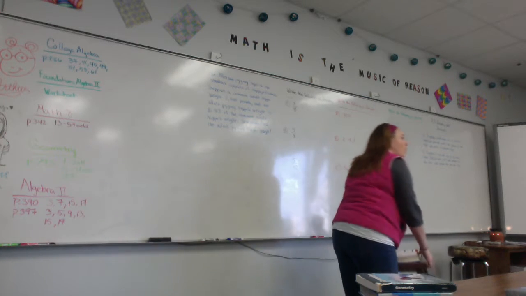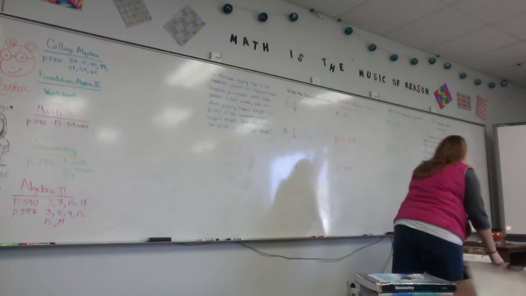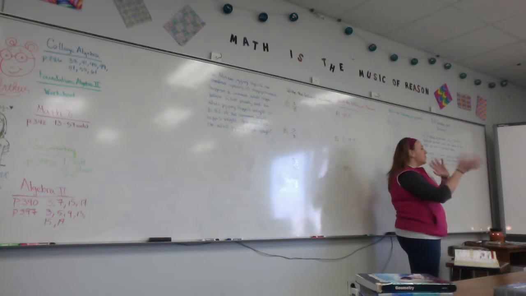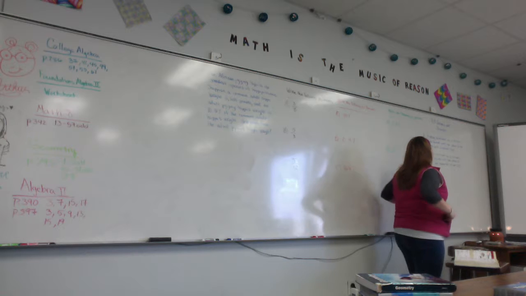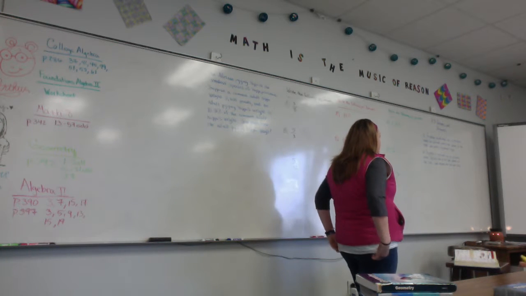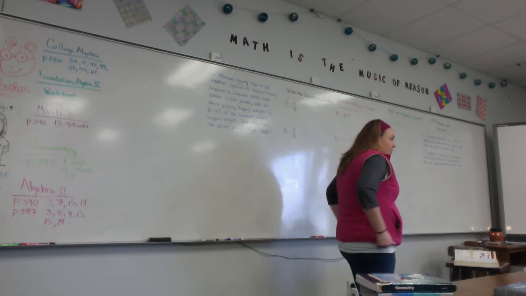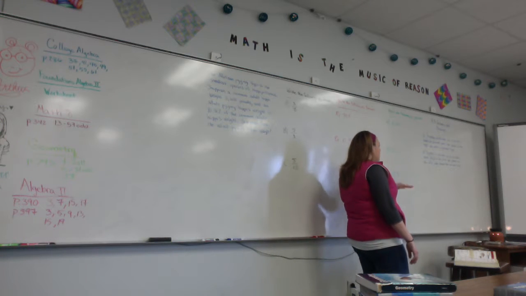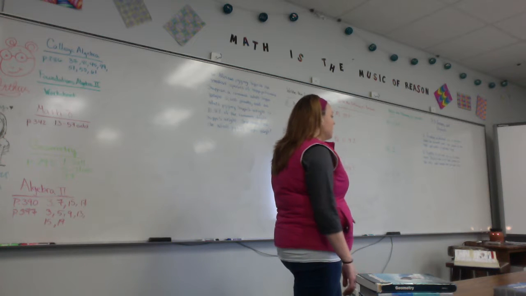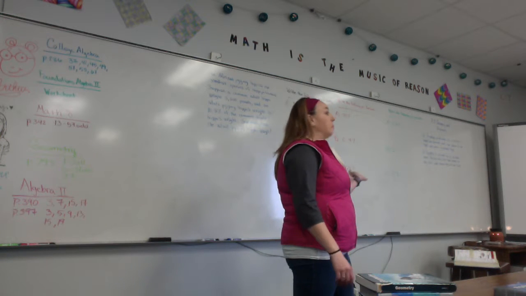27.3%. Percents and decimals. When you are changing percents and decimals, to write a decimal as a percent, you move the decimal point 2 places to the right, and then add a percent sign. When you are writing a percent as a decimal, you move the decimal place 2 places to the left, and take away the percent sign.